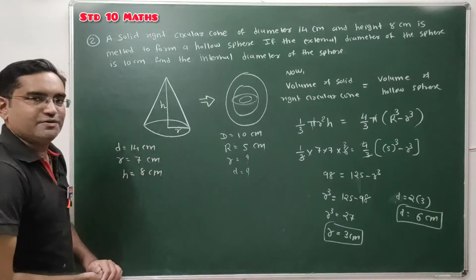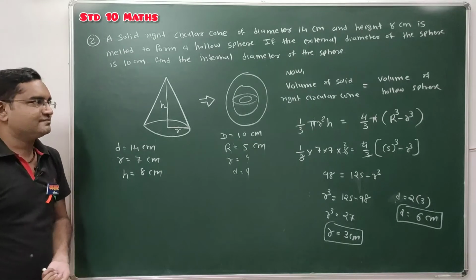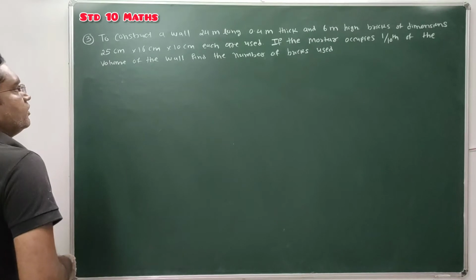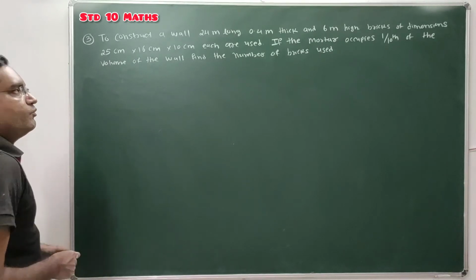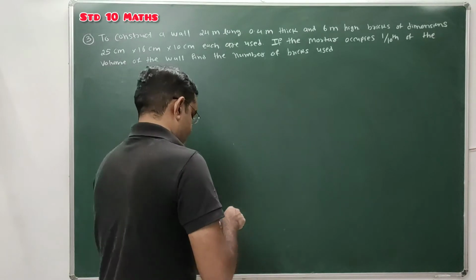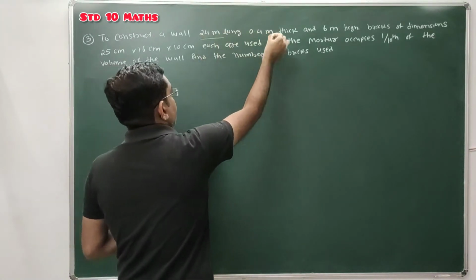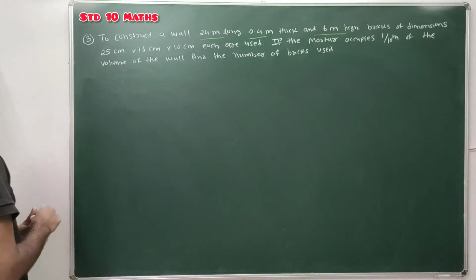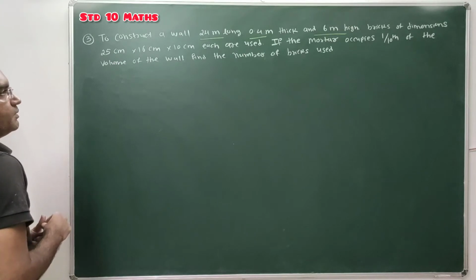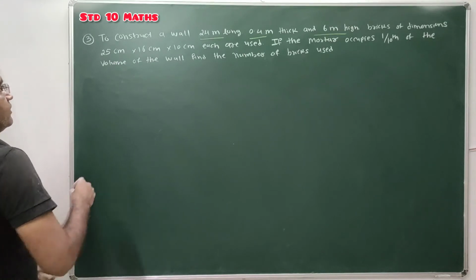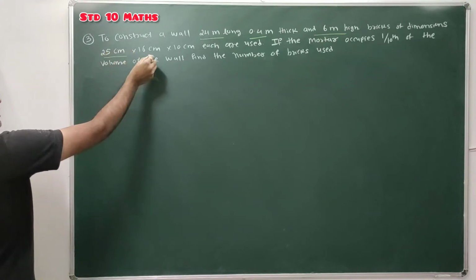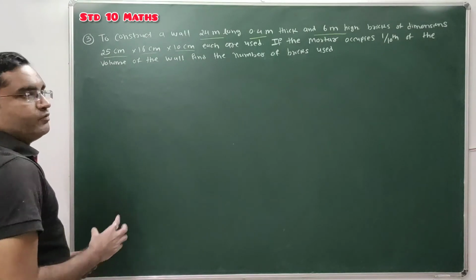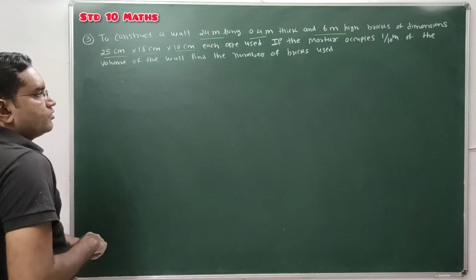Clear friends? Pause the video and note it down. Okay students, now question number 3. Here, to construct a wall which is 24 meter long, 0.4 meter thick and 6 meter high, dimensions of wall are given: length, breadth and height. So cuboidal shape wall is there, bricks of dimensions, that means wall is constructed using bricks. Dimensions of bricks are there: 25 centimeter into 16 centimeter into 10 centimeter. So bricks are again in the shape of cuboid. So these bricks are used.